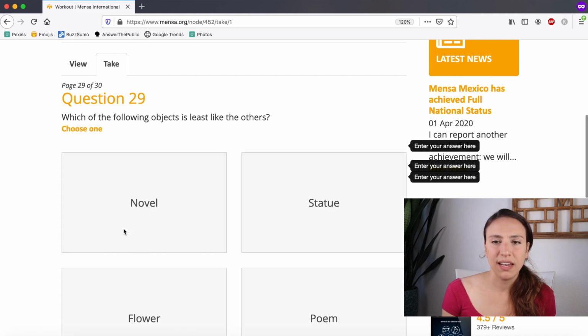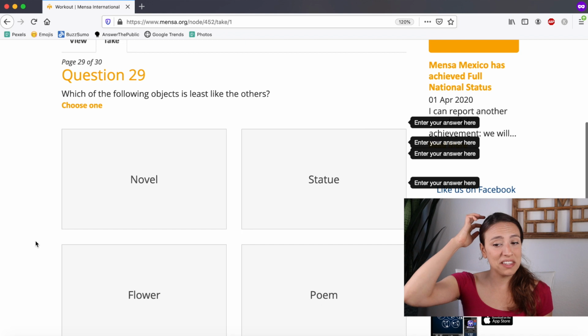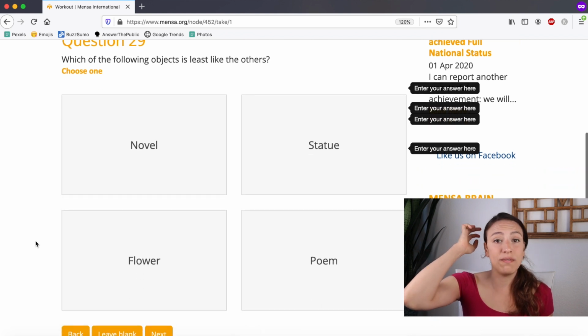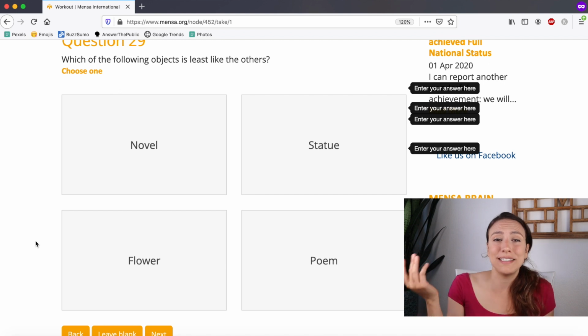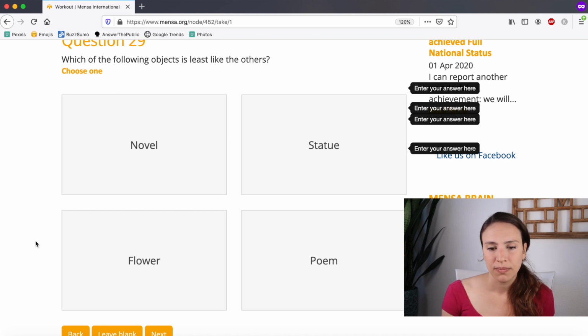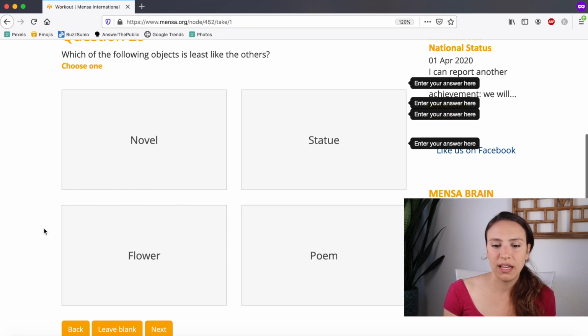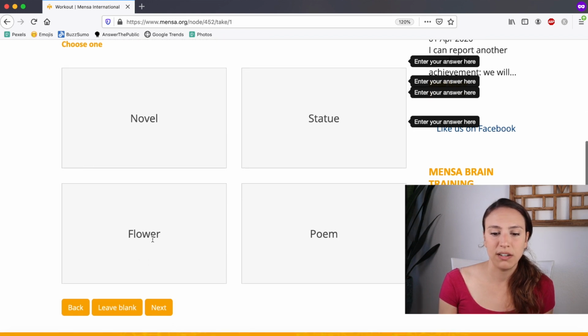Number 29. So I actually saw this one on the test, except it was in visual form, where they would have like a series of maybe 5 or 6 pictures, and you had to decide which one didn't belong. So in this case, the flower doesn't belong because it's natural, and others are man-made art.